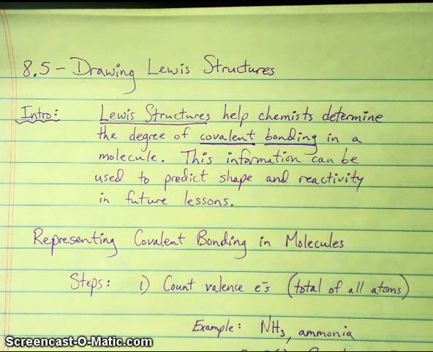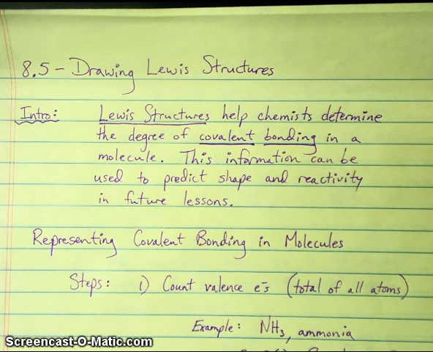So basically, the way that we're going to use Lewis structures most often is to represent covalent bonding. So we're sharing electrons when these atoms are bonding. And you'll see in upcoming chapters that we use these Lewis dot structures to help us predict reactivity, to help us predict shape, to help us figure out what's going to mix well with something else. It'll also help us to determine the polarity of an entire molecule. So let's go through the steps.